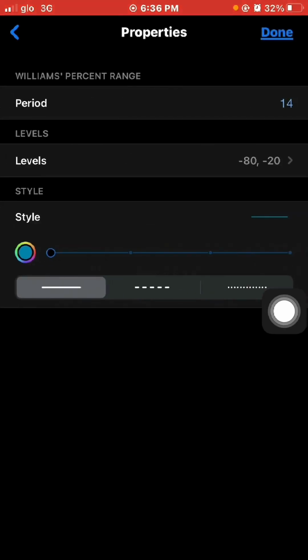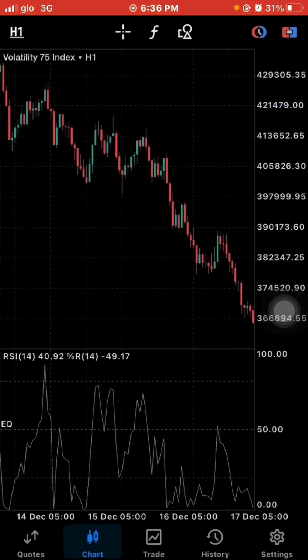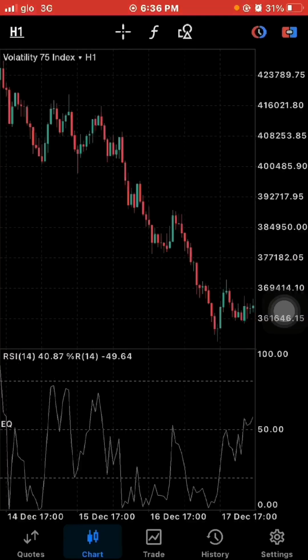You'll be using the default settings: the period is 14, levels are -80 and -20. Then for your style, you can use 1 pixel or 2 pixels, and for the color, you can use any color that is suitable for you. Let's change the color to this one, something a little bit brighter. So this is the color we are going to be using, and this is what we have here.